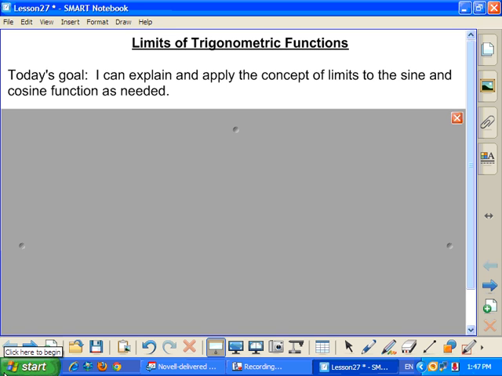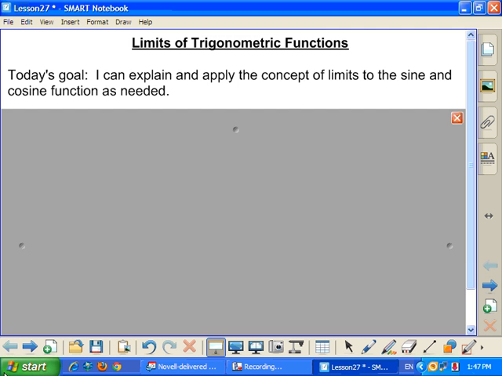Welcome to lesson number 27, and today we're looking at the limits of trig functions. By the end of this lesson, and once you get through the homework, you should be able to explain and apply the concept of limits when sine and cosine are involved.